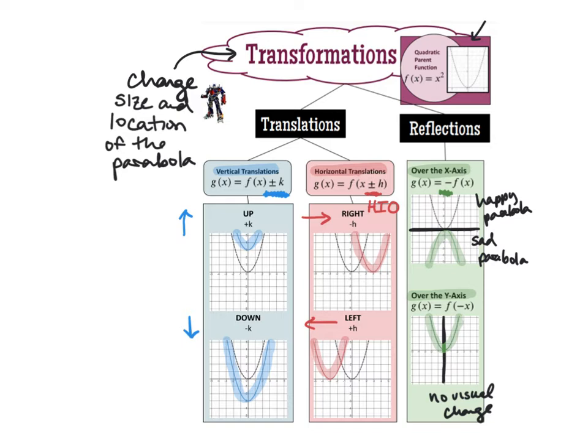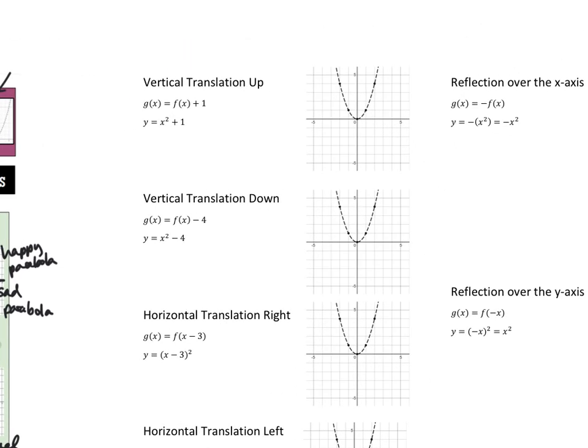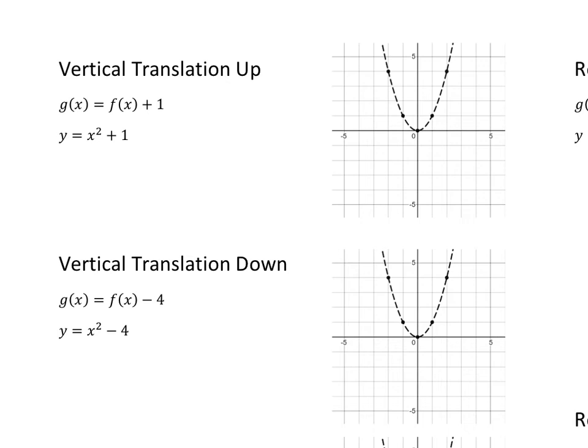Cool, let's take a look at each and every one of these independently of one another on the inside. We're going to be translating or transforming the parent function in 6 different ways. If you look at this, it says it's a vertical translation up. That's how it's going to tell you. It's going to be a vertical translation up a certain number of units. Now, how many units am I going to move this parabola up?